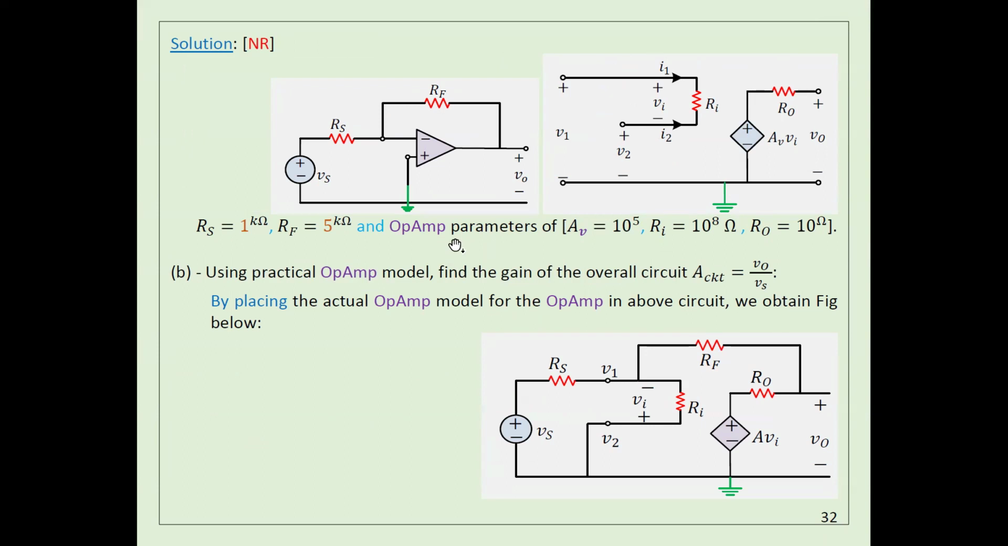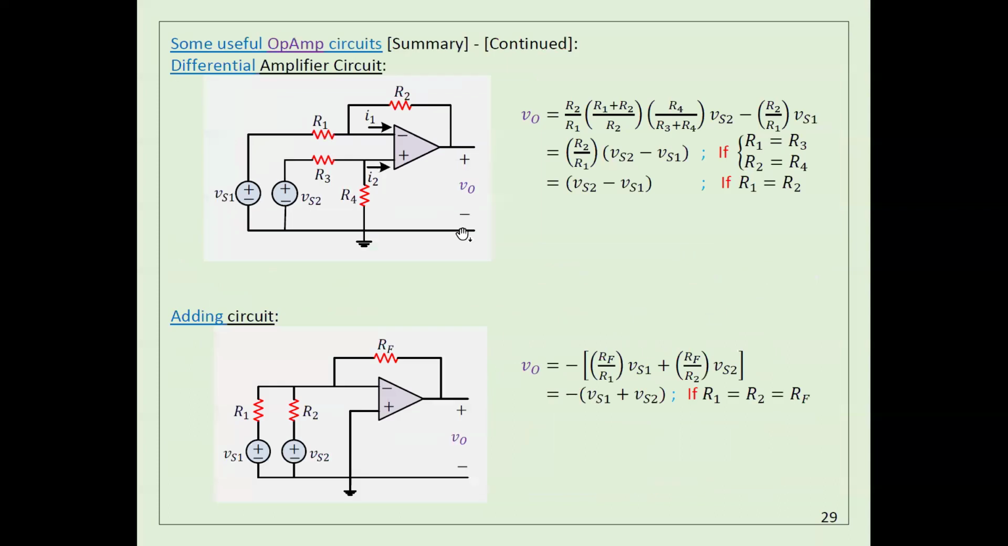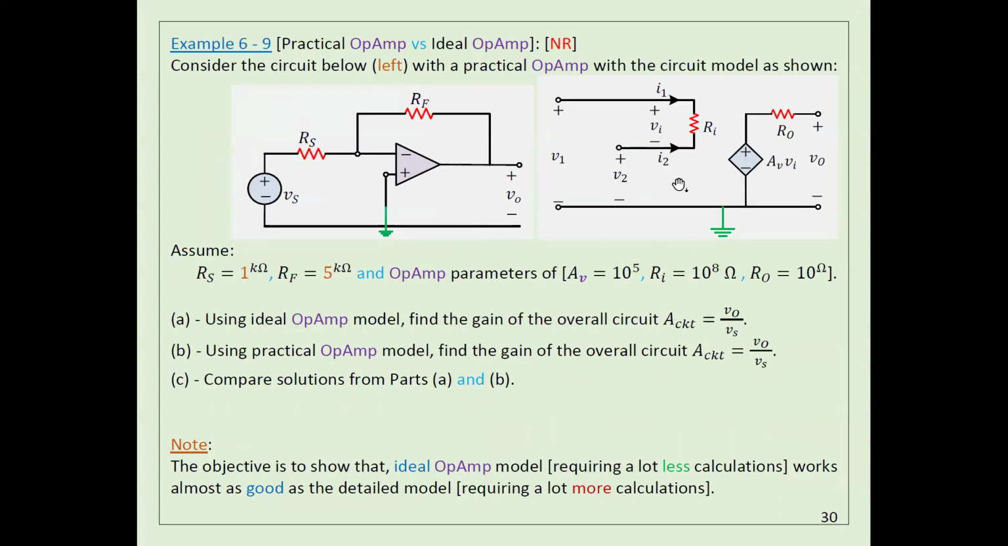Similar to what I explained in this chapter, you can use the ideal model all the time. That should be okay. I'm not going to ask this example. You can cancel it if you want, okay. But this one is useful just to understand how the ideal model we are using works and the assumptions we need.